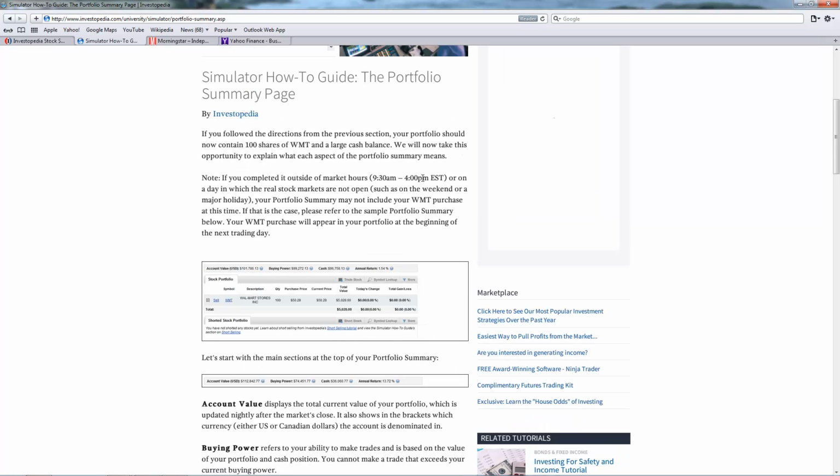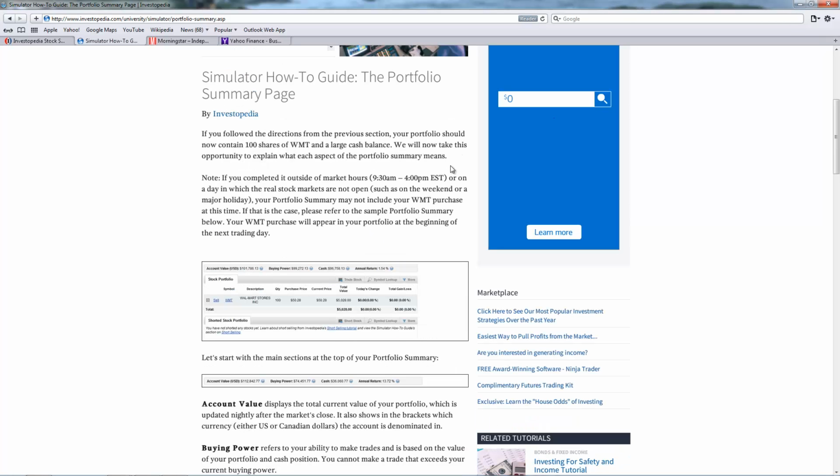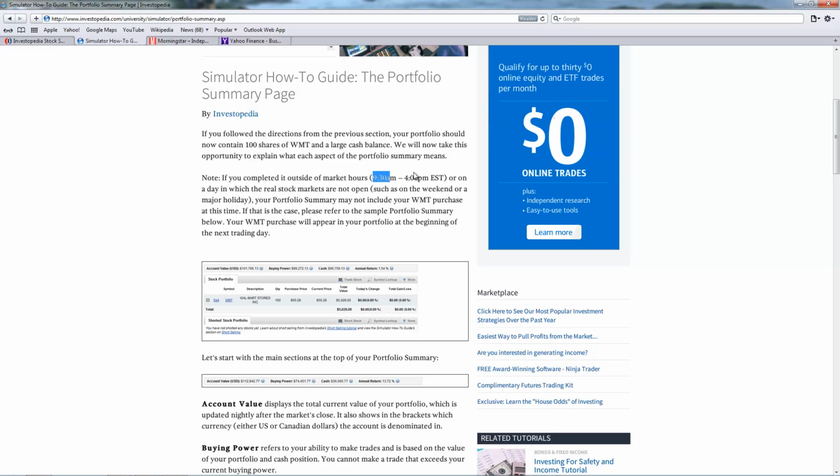And in the simulator how-to guide, the hours of the stock market are here, 9:30 a.m. to 4 p.m. Eastern time. So it's 3 hours ahead. So if you're on the West Coast, the stock market is open in the simulator from 6:30 in the morning, Monday through Friday, till 1 p.m. Western time.